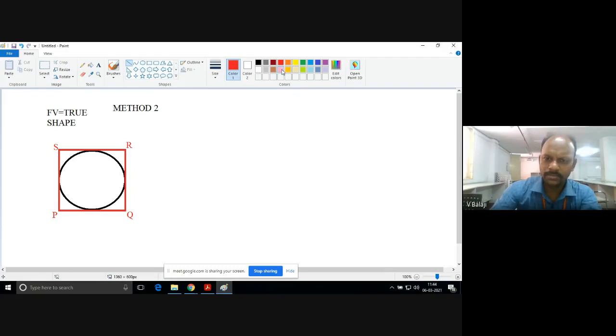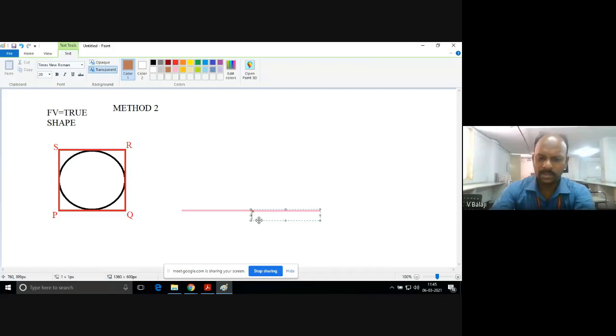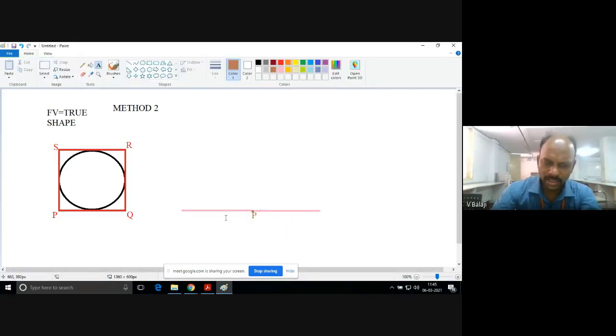So in method 2, as usual, we draw one horizontal line, and you can take any point on the horizontal line. Call that point P, or you can take Q also. Let me take P. Now earlier we have drawn two 30 degree lines, one like this and one more like this. Do you remember method one?